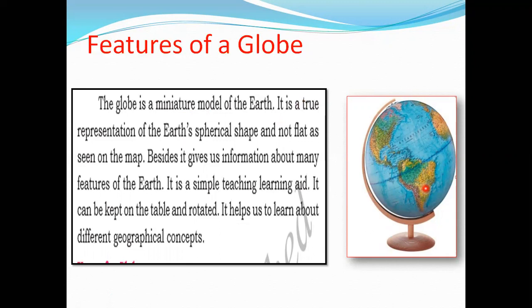What are the features of the globe? First point, children: the globe is a miniature model of the earth, and it truly represents the earth's spherical shape. It is not flat as seen in the map. Map is a flat shape, but the globe is not flat, it is a spherical shape. And also it will give us much information about the features of the earth.